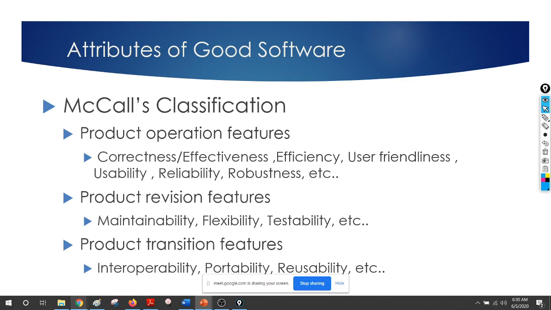Right? So Mackel came up with a different classification but a highly related classification. He subdivided into three: product operation features, that is good features which are required when we are operating the software, like effectiveness, efficiency, user friendliness. Then the product revision features, which really help when we are doing some modifications, like maintainability, flexibility, testability. And product transition features, that is when we are going to do some transition of platforms, like you want to move from MySQL to Oracle, or you want to move from Windows to Linux. In that kind of situation, if some features are good or helpful, those features he also categorized, like interoperability, portability, reusability, etc.